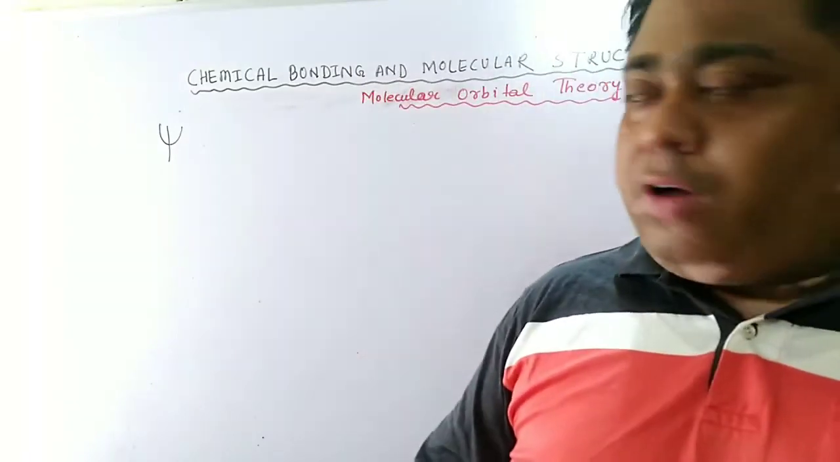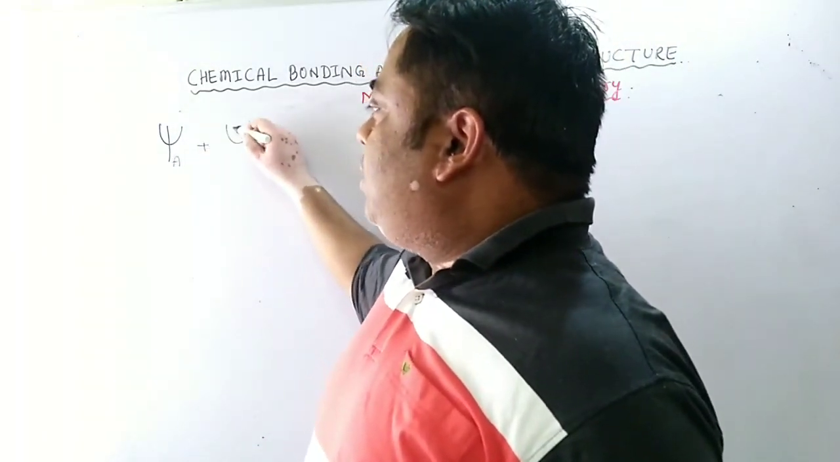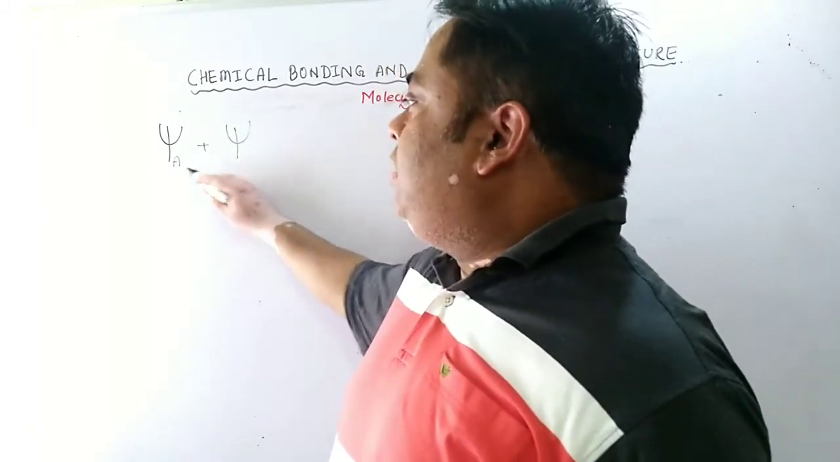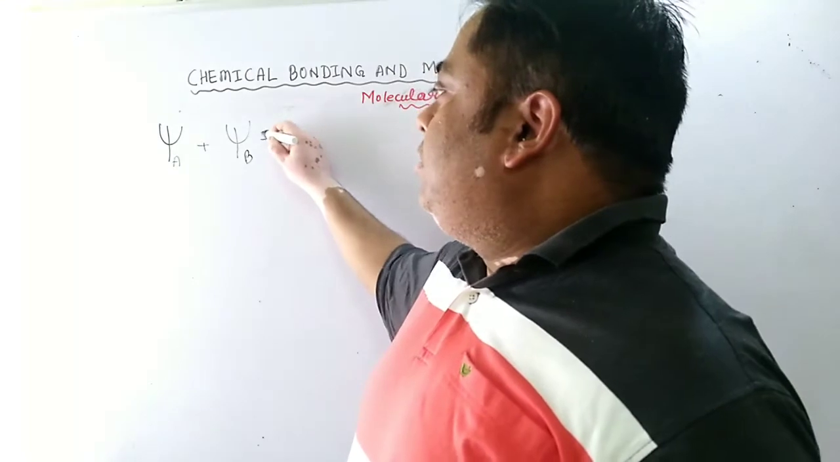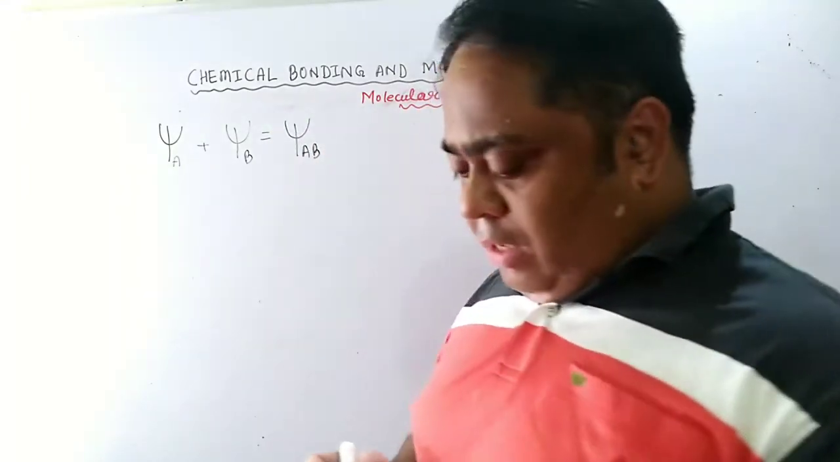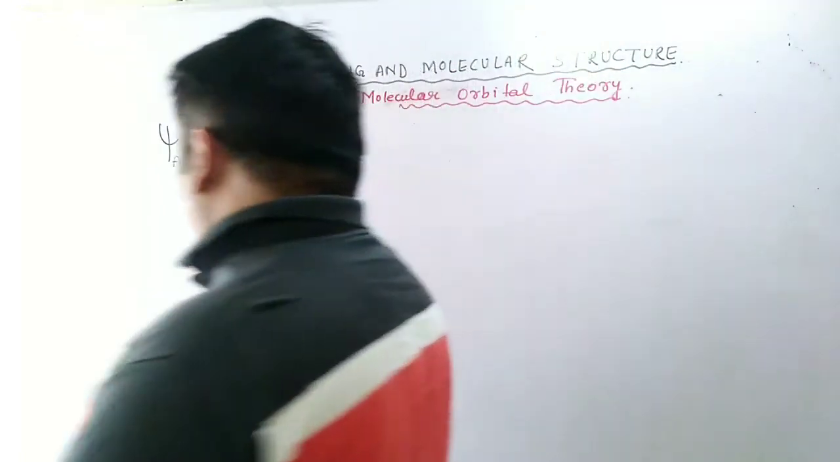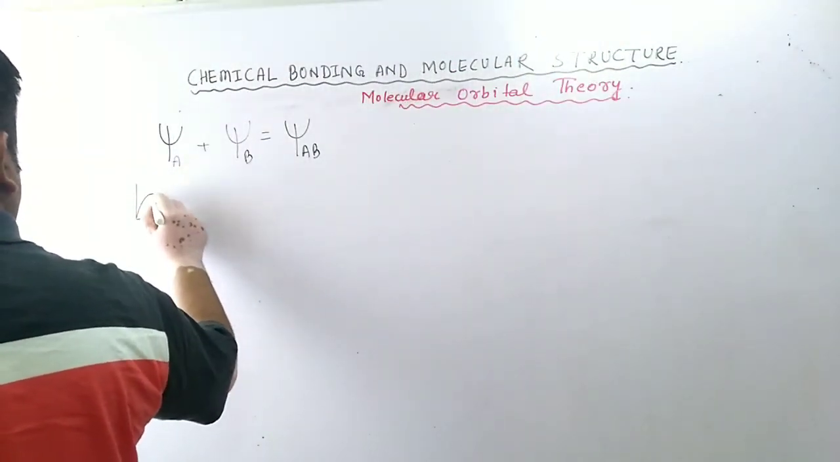Say of two orbitals, psi A and psi B. These are the amplitudes. Don't be afraid of psi; you can write anything, you can write y also. Psi A and psi B form psi AB, if constructive interference of the waves takes place, if the waves are in the same phase.